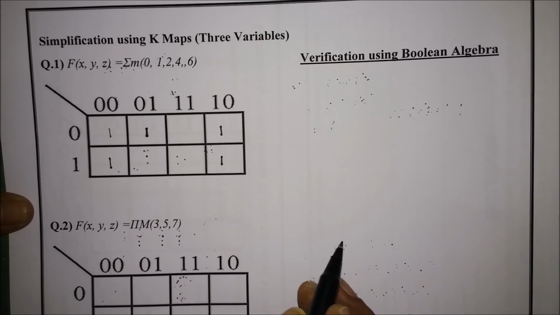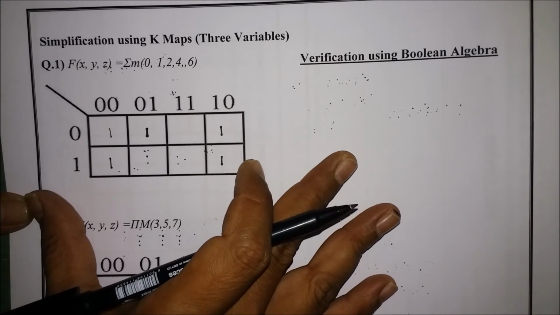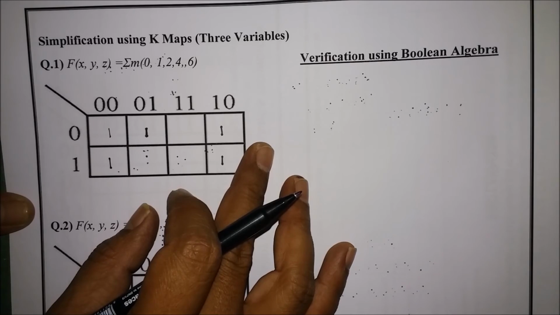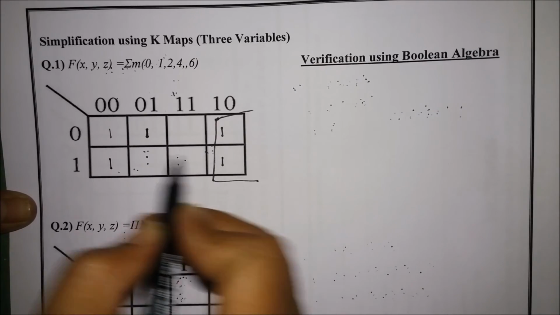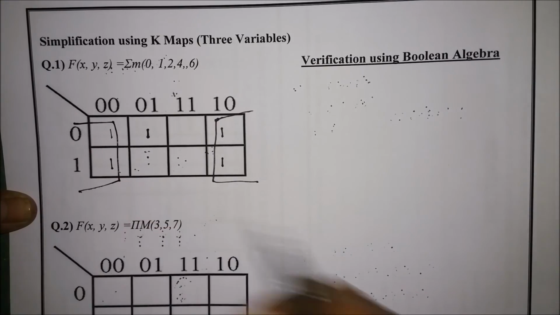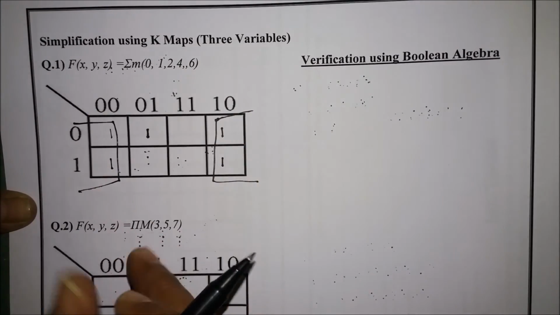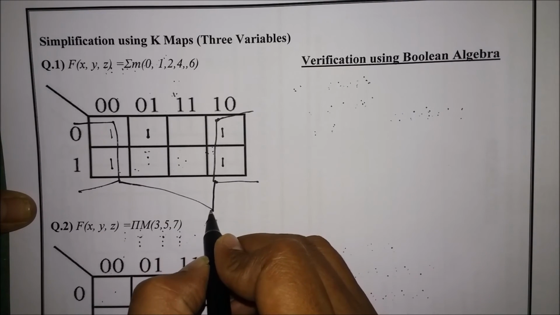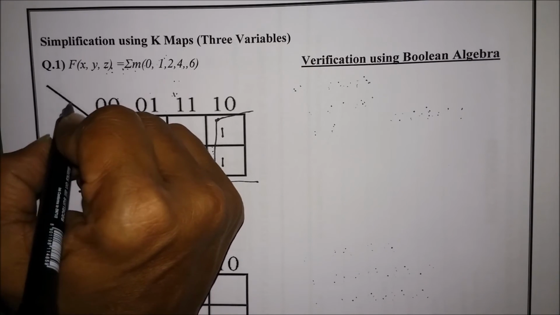Now the maximum possibility grouping whatever I have here is 8, but we don't have all ones in the 8 cells. So the next possibility is 4 cells. Here the 4 cells possibility is available. These two are adjacent, again these two are adjacent. So in total I have 4 cells which are adjacent to one another. So my term here is x, y, z.